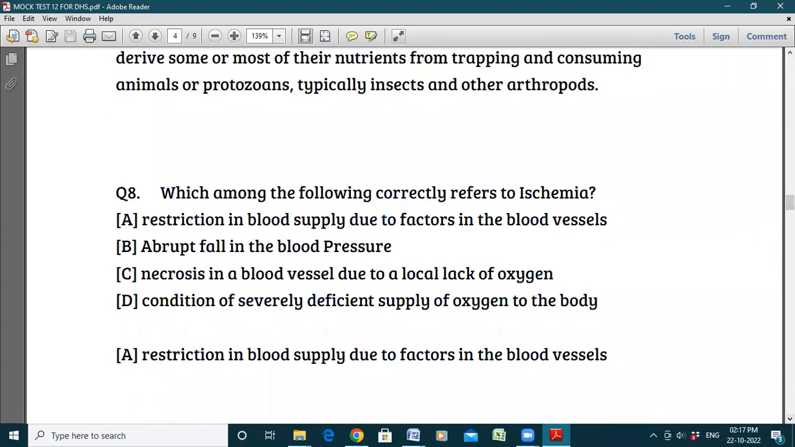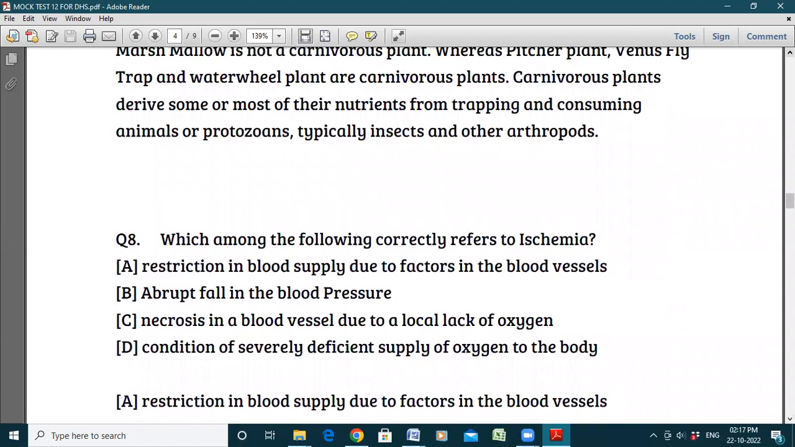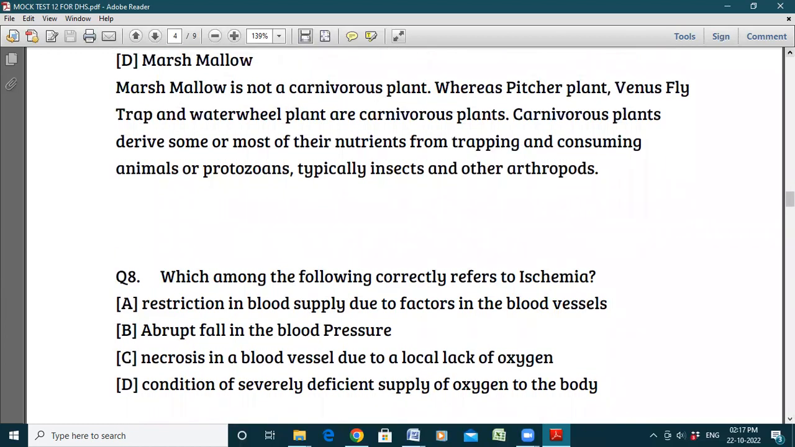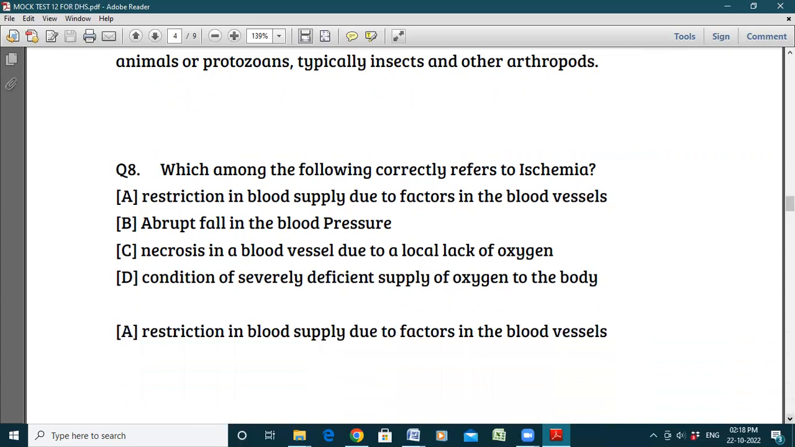Question number 8. Which among the following correctly refers to ischemia? Ischemia, the pronunciation may differ. I have said ischemia. Which of the options below refers to ischemia? And the answer will be option A, that is restriction in blood supply due to factors in the blood vessels.